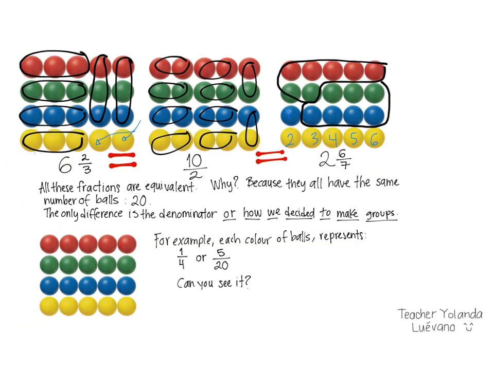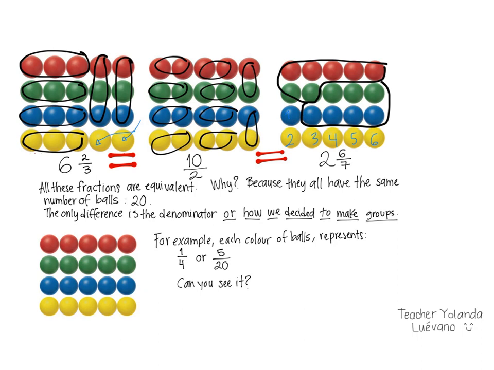Now let's pay attention. We have all of the groups that we made in the previous pages. So all of these are equivalent fractions. Why are they equivalent? How is it possible that 6 wholes 2 thirds, 10 halves, 2 wholes 6 sevenths are equivalent? All of these are equivalent because they all have the same number of balls, 20. They are exactly the same 20 balls. The only difference is the denominator.